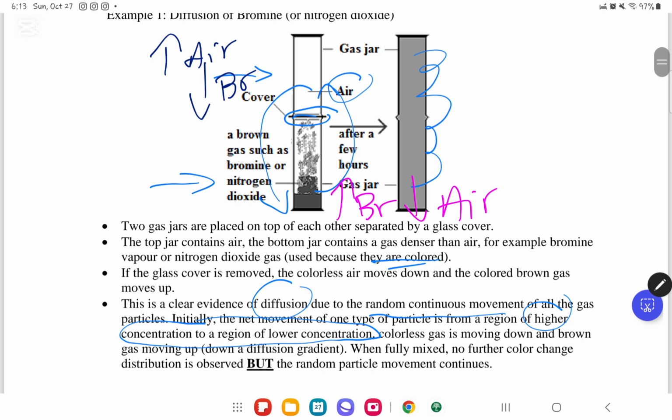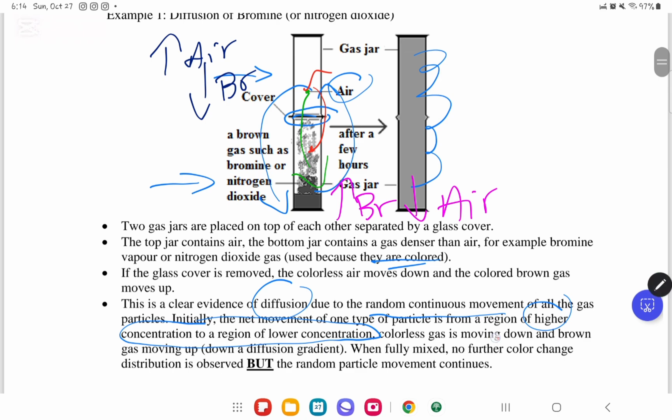So let's say green is for air. The air will move like this. Let's say red is for bromine. The bromine will move like this. So the bromine will move from the bottom to the top because the top has less bromine. So it's moving from the higher concentration to the lower concentration. Then the air will move from the top to the bottom because the bottom has less air. So it's moving from the higher concentration to the lower concentration.